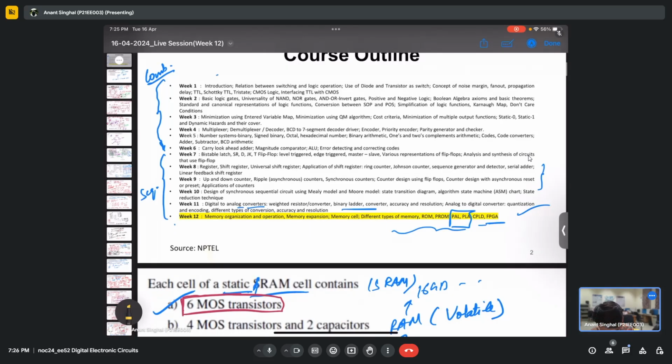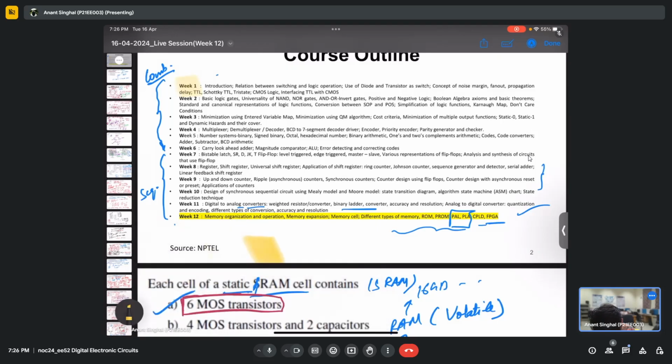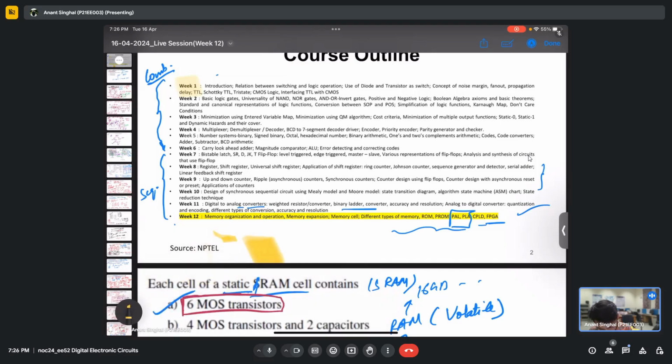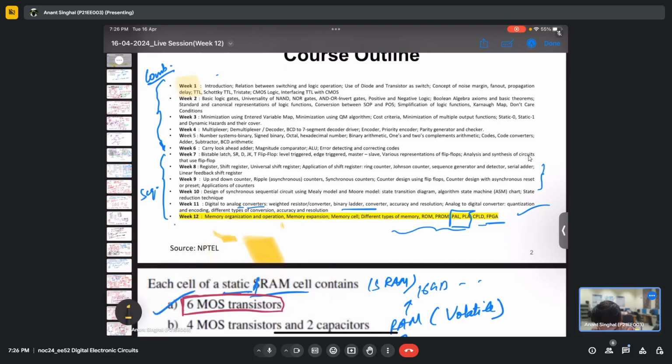So in week one, we had relation switching. Some of the diodes and transistors were defined in the week one lecture. So you should be aware of how all of these things work. Then there was the noise margin concept. Again, there was the CMOS logic concept, which was very easy.